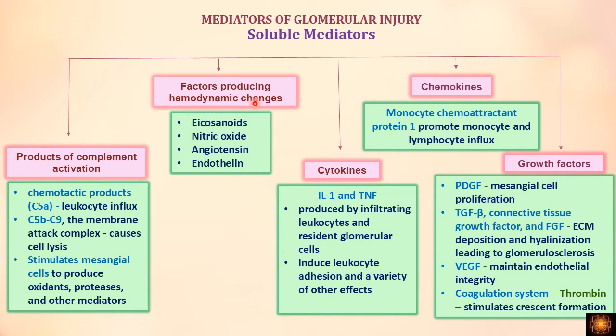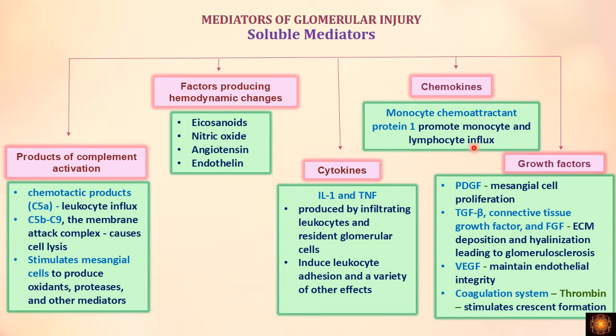Then the main cytokines which are produced are IL-1 and TNF. These two are produced by the leukocytes which infiltrate there. Now, when these cytokines are released, they induce leukocyte adhesion and a variety of other effects. They induce the leukocyte adhesion so that more leukocytes come there, more inflammatory cytokines are released and the inflammatory response becomes more exaggerated. Then among the chemokines, the most important chemokine released here is monocyte chemoattractant protein 1. Now this promotes the monocyte and lymphocyte influx.